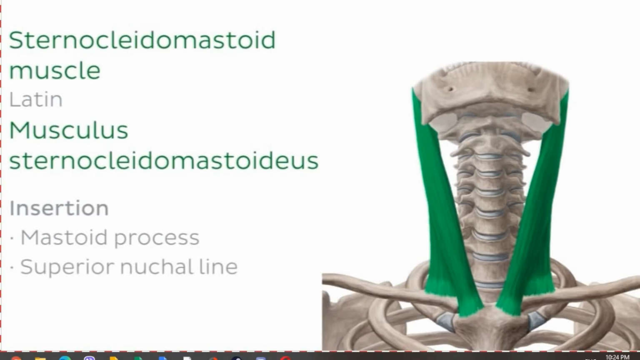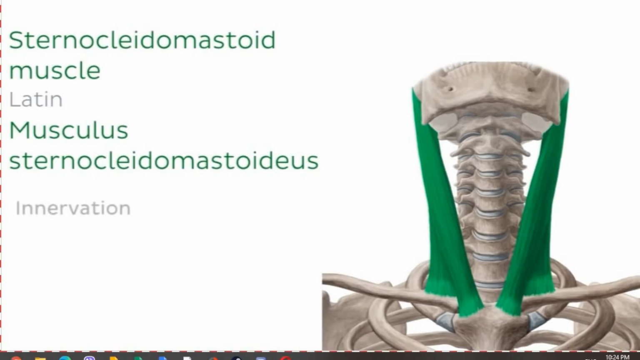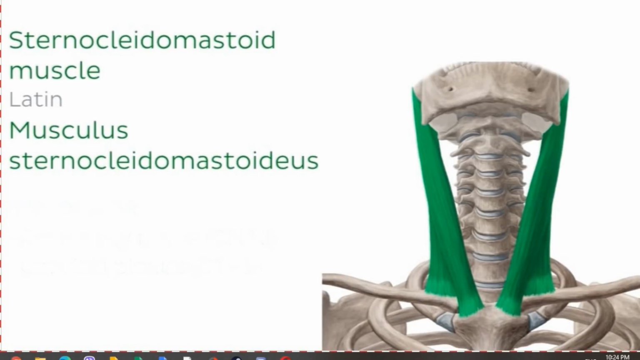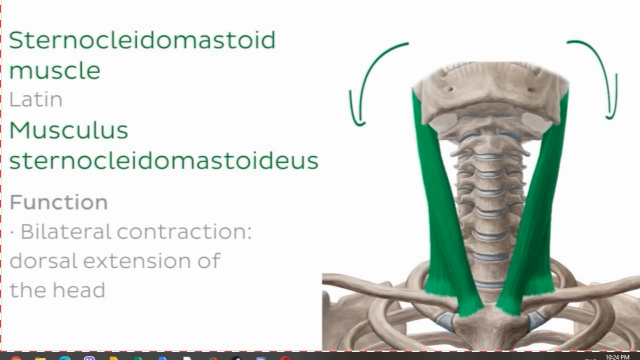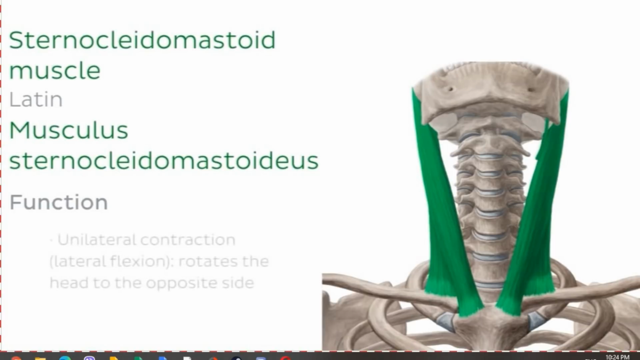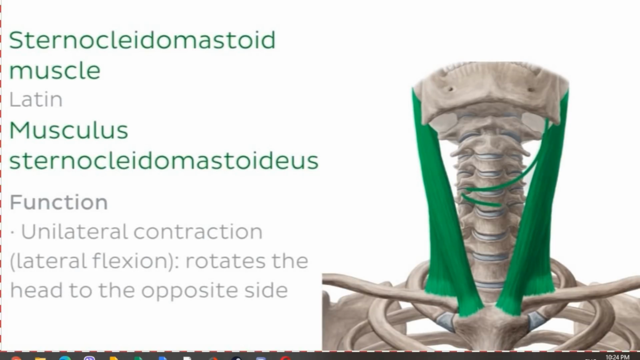It is innervated by the 11th cranial nerve, the accessory nerve, and by direct branches of the cervical plexus. Bilateral contraction of this muscle extends the head, leading to dorsal extension of the head, whereas unilateral contraction of the muscle flexes the cervical spine laterally to the same side and rotates the head to the opposite side. It is also an accessory muscle of inspiration when the head is in a fixed position.